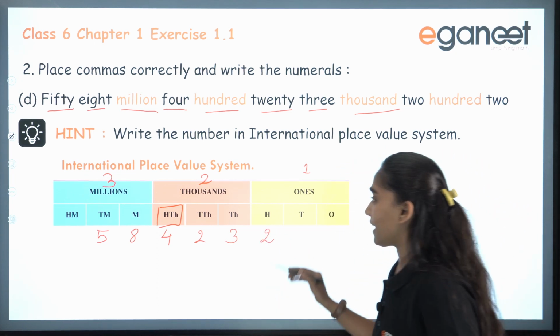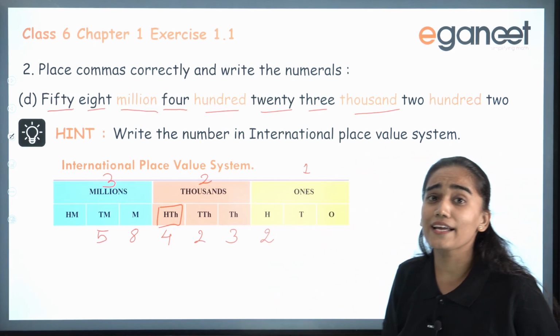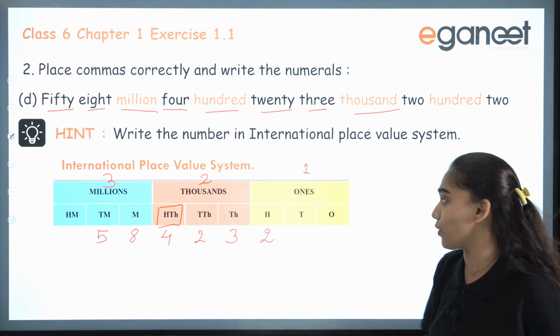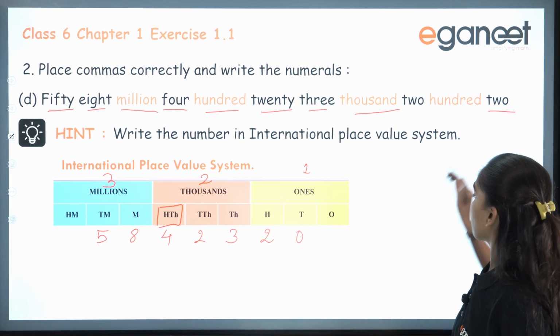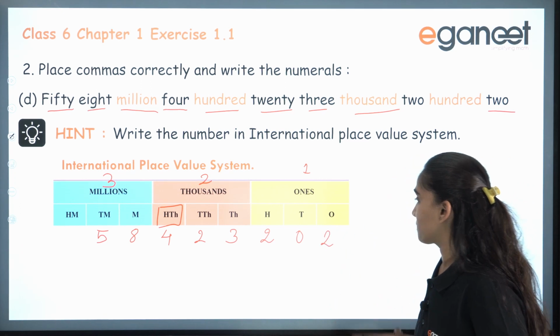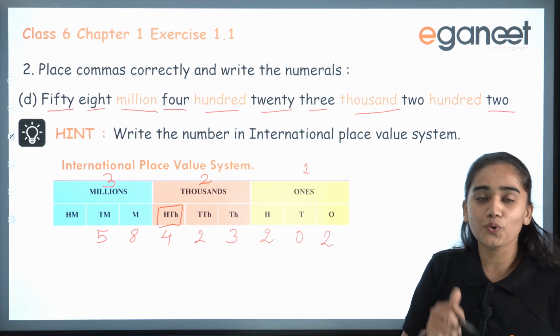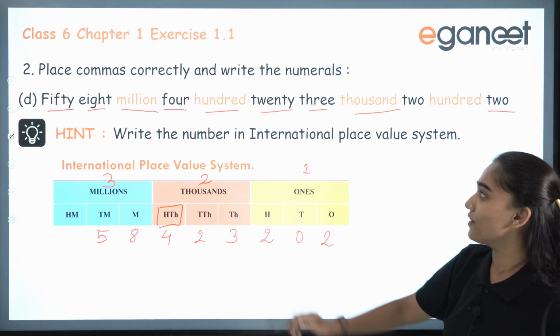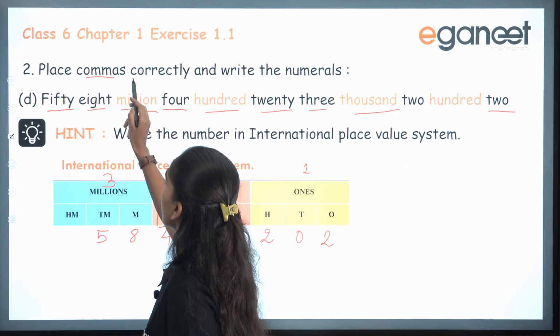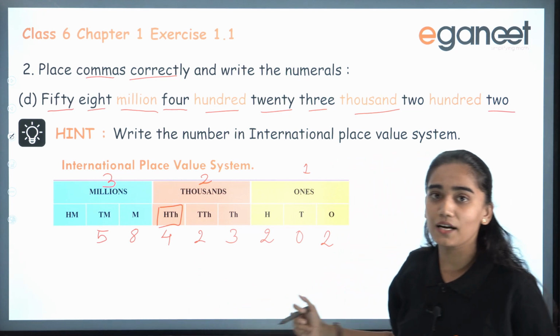How will I write that? 2 should be there at hundreds place. Again there is no digit at tens place. So 0 will be there at tens place and we are left with 2. So at ones place 2 will be there. Are we done with the question? No. We need to place the commas correctly in between the numbers.